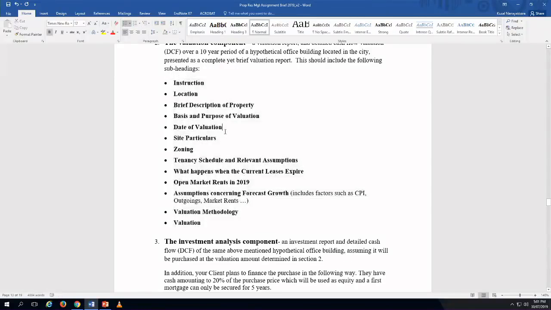Date of valuation, site particulars, zoning, tenancy schedules and relevant assumptions. What happens when the current lease expires? Open market trends in 2019. Assumptions concerning forecast growth, valuation methodology and valuation.